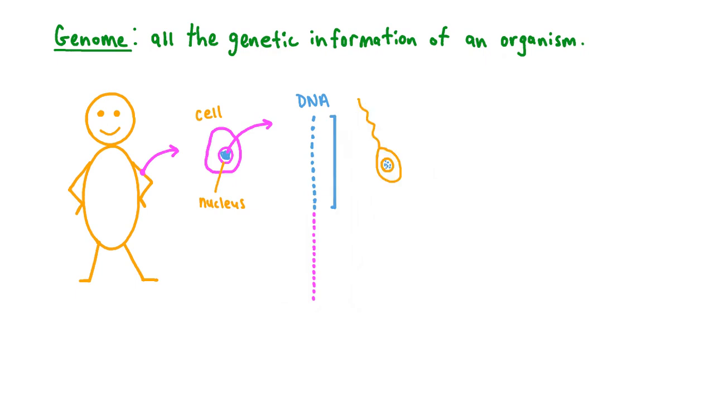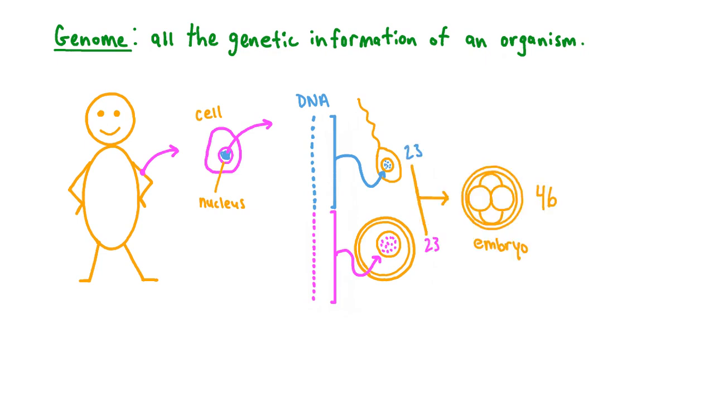Half of these 46 chromosomes come from the sperm cell from our biological father, while the other half come from the egg cell from our biological mother. When the egg is fertilized by the sperm cell, an embryo develops with 46 chromosomes. This is why we end up having 46 chromosomes in the cells of our body.